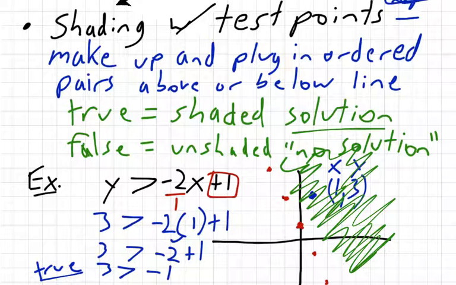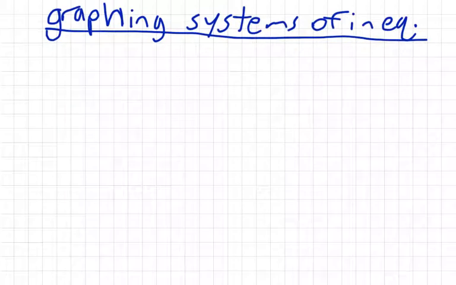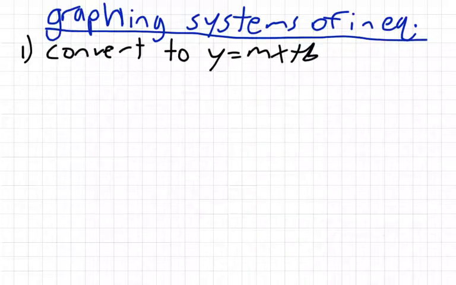All right, our last topic for today is going to be graphing systems of inequalities and solving them. So graphing systems of inequalities, the first step is we want to make sure that they are solved for y. In other words, convert it to y equals mx plus b. And yeah, I know we're not going to get an equals, it's actually an inequality, but I think you get the picture. So slope-intercept form.